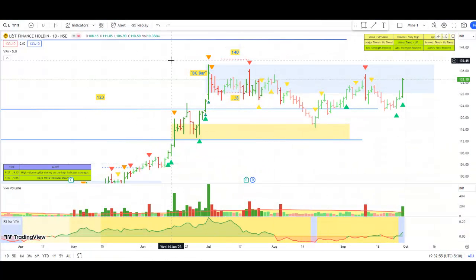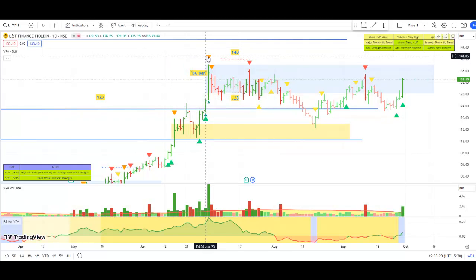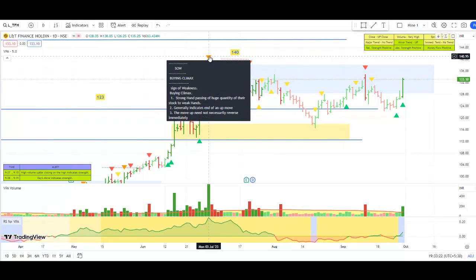This is the new chart of the VPA 5.0, and as you can see there are no text symbols here. You can see only these up and down triangles in different colors. Once you put your cursor on this symbol, it will tell you what it is. Now in this case it's an SOW, sign of weakness, and it is a buying climax, and it also provides the description of what is a buying climax.